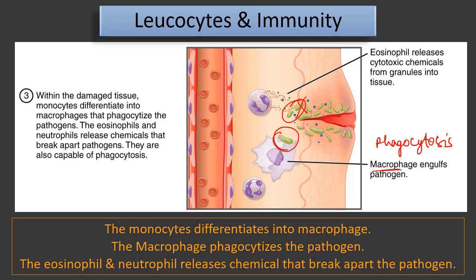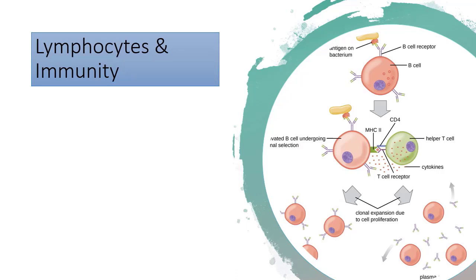Basically, these leukocytes go to the injury site and destroy the foreign cells. So the monocyte differentiates into macrophage, and the macrophage phagocytizes the pathogens, and the eosinophils and neutrophils release chemicals that break apart the pathogen. So next time you get injured, remember this is the WBC actually going and fighting for you at that particular site, so that you are not going to get infected because of the presence of microbes.